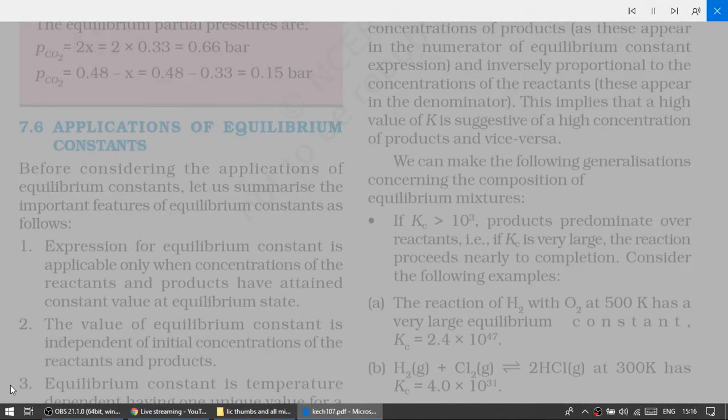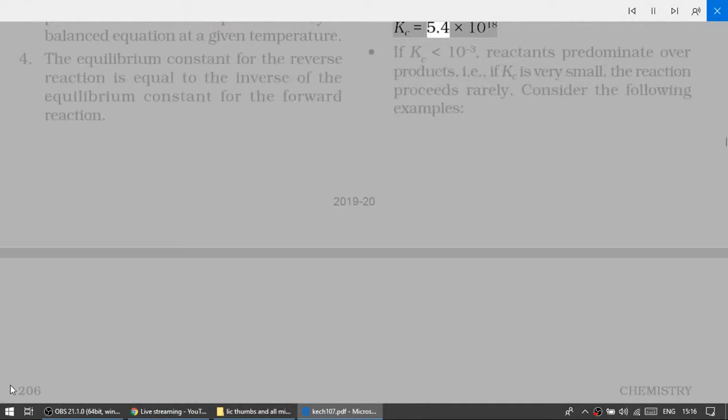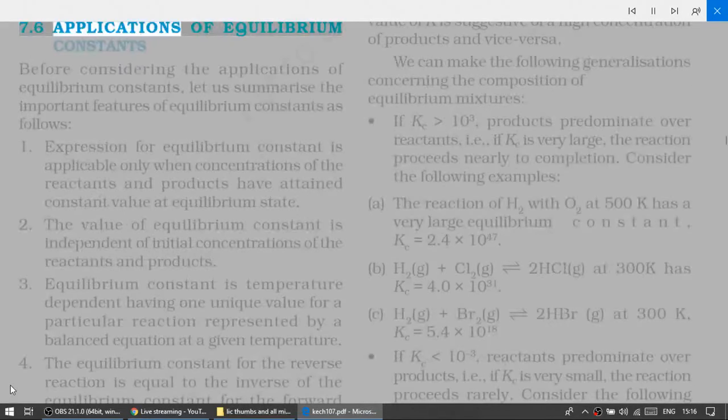at 300 K, Kc = 5.4 × 10^18. If Kc < 10^-3, reactants predominate over products, i.e., if Kc is very small, the reaction proceeds rarely. Consider the following examples. 7.6 Applications of equilibrium constants.